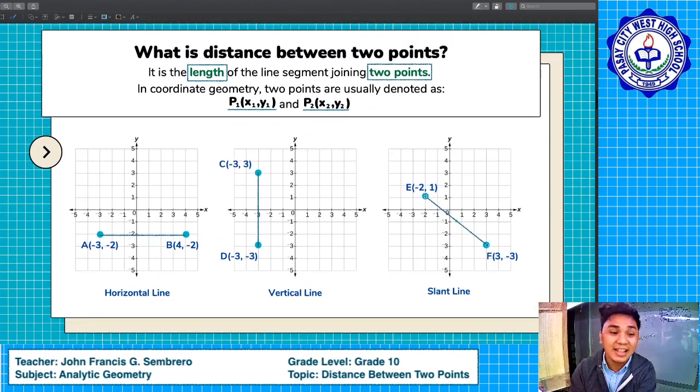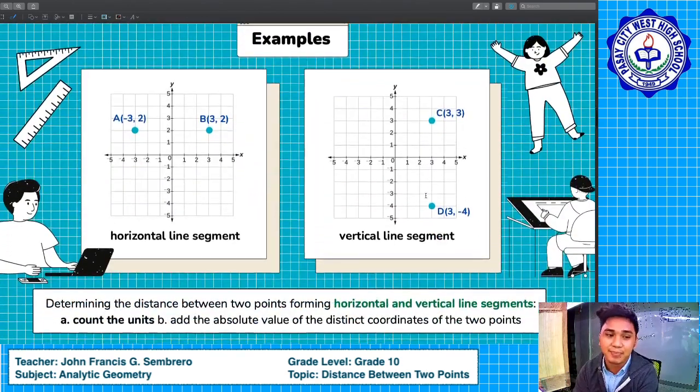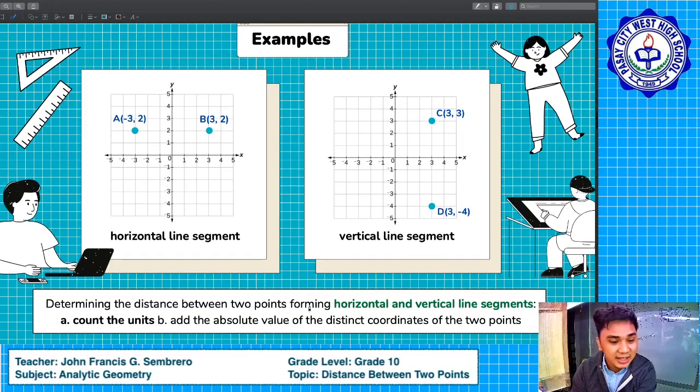Okay, let's start with horizontal line and vertical line. In determining the distance between 2 points forming horizontal and vertical line segments, there are two ways to do it. The first one is to simply count the units. So if we have point A located at (-3, 2) and point B located at (3, 2), we have here a horizontal line. Therefore, the distance between them can be easily counted, just like this: 1, 2, 3, 4, 5, and 6. And that's it. The distance between A and B is 6 units.